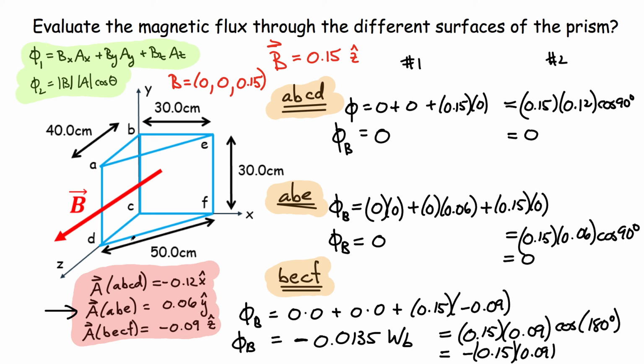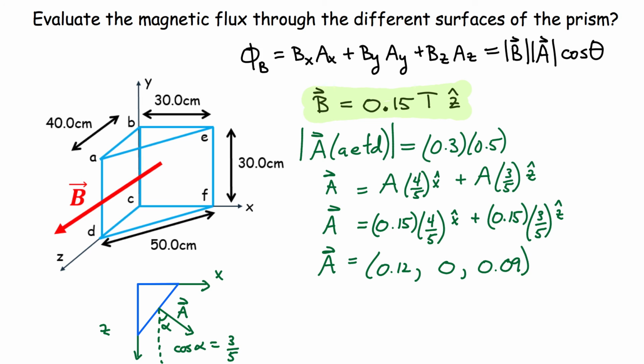Okay? And the cos of 180 degrees comes from the fact that, for that area BECF, the vector of that area points along the negative z direction, the way I have it here in the figure. And the angle between both of those is 180 degrees. All right, so we finally have some magnetic flux. Let's do the diagonal surface now.